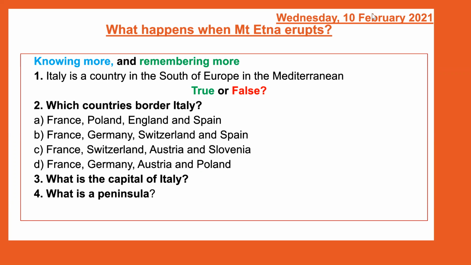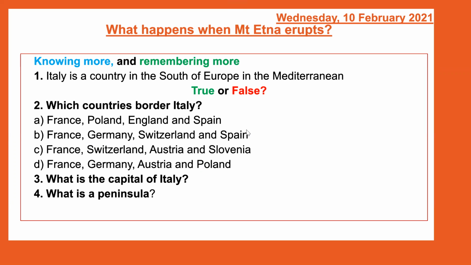So question 1, Italy is a country in the south of Europe in the Mediterranean. Is that true or false? Pause the video, give yourself some time to write the answer down.